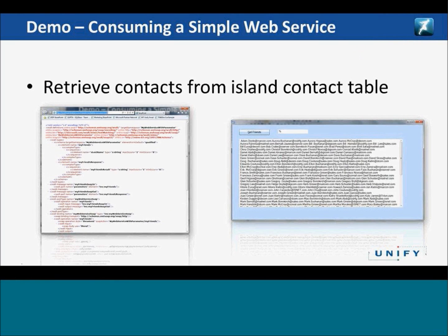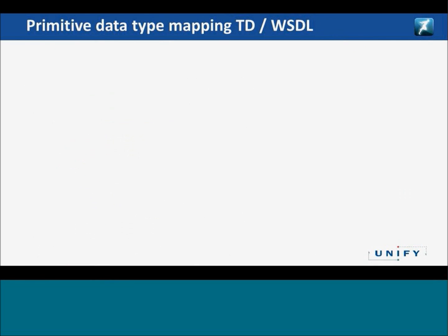Go back to the slides here, and let's talk about data types. There are two types of data types: primitive data types and complex data types. First let's talk about the primitive ones, because those are the easiest ones to handle in TD. And here's a bit of background information about that.